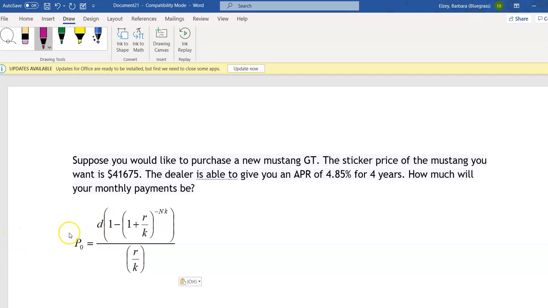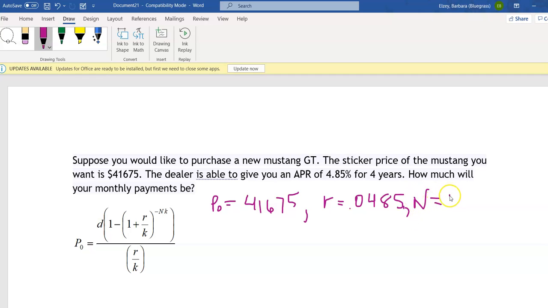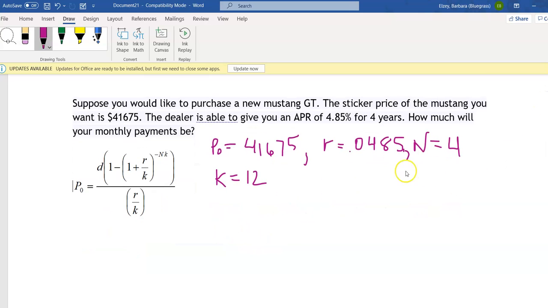But let's notice that we do have the initial amount that we are taking the loan for. That's our P sub 0. So P sub 0 is our 41,675. Our interest rate is 4.85%. So as a decimal, that's 0.0485. We're going to do this for 4 years, so N is 4. And then we are making monthly payments, which means we're doing this 12 times per year.